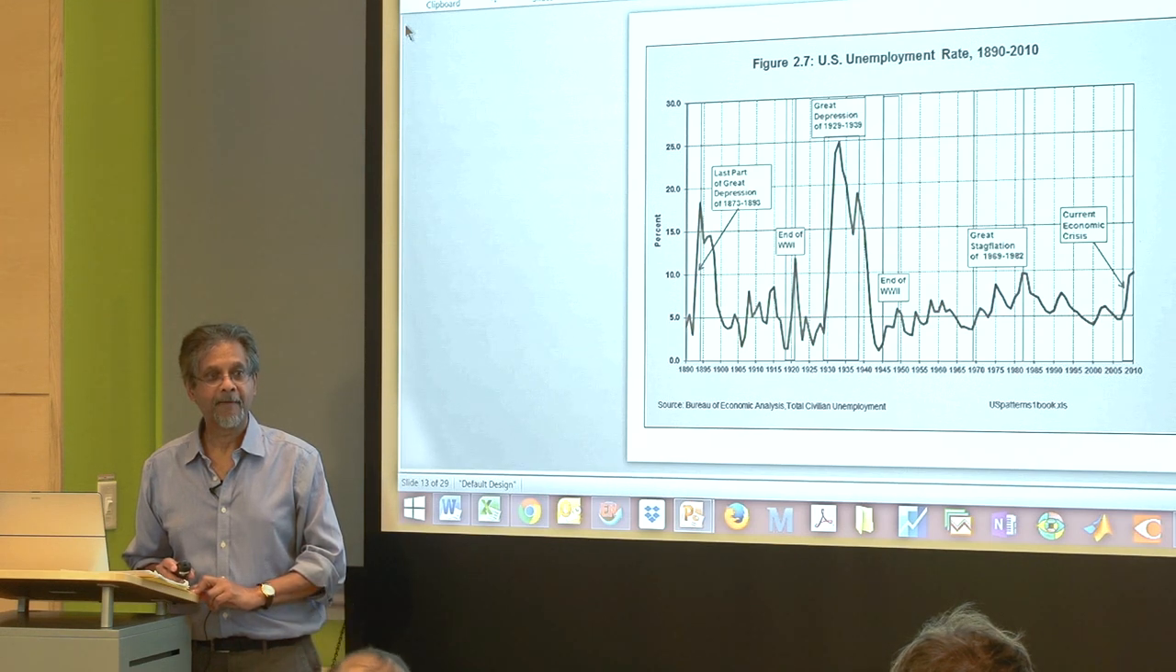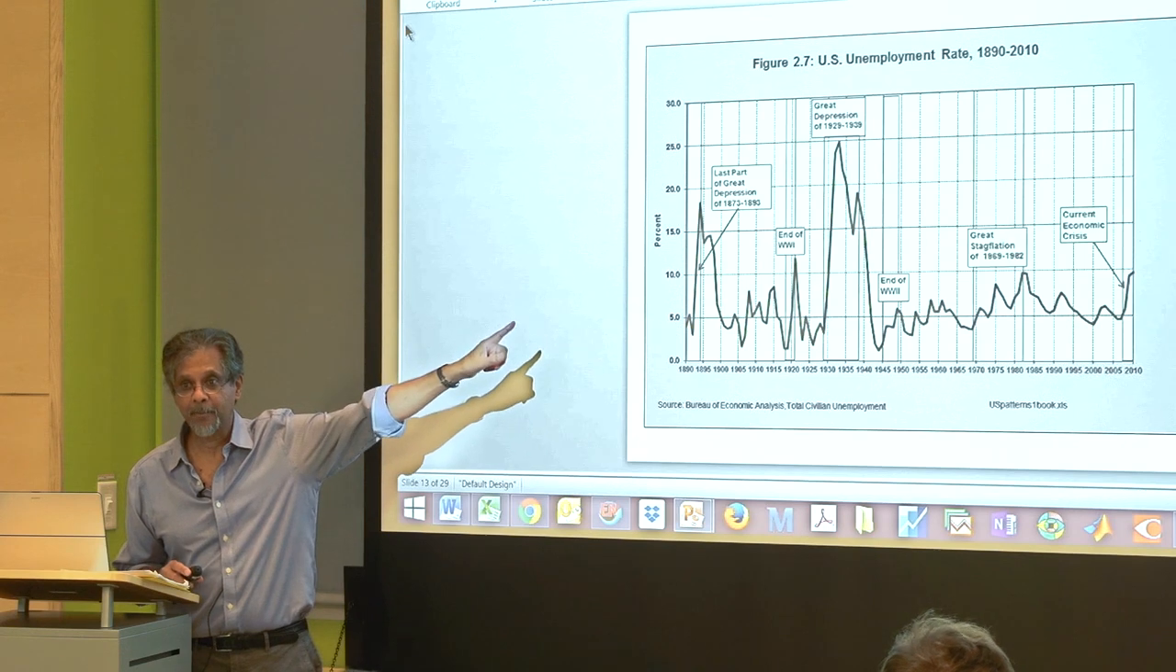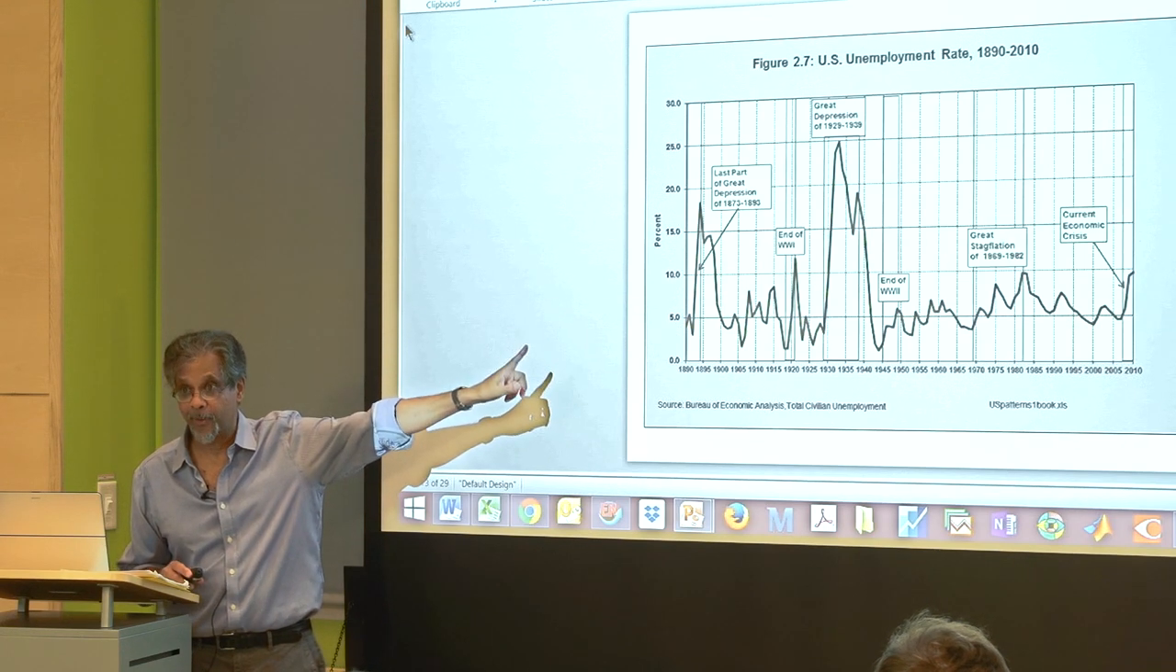Pardon? Once in the last 2 weeks. 1 hour. 1 hour in the last 2 weeks is enough to count you as being employed. So this 25% unemployment includes all those people who worked an hour.